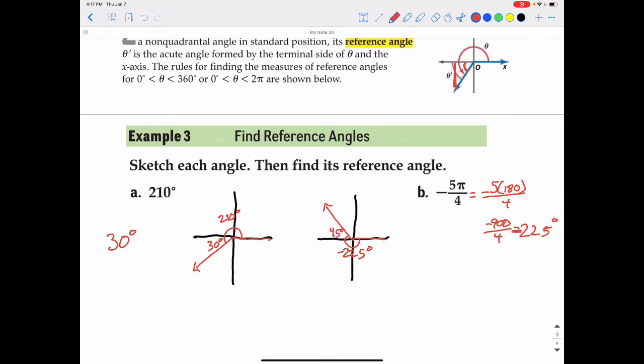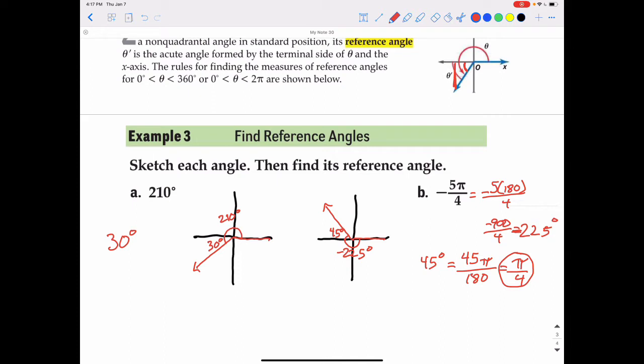Now, we would still say the reference angle is a positive measurement. So the reference angle is 45 degrees. But since they gave us the information in radians, let's change 45 degrees to radians. Remember, the way to change degrees to radians is 45, the number of degrees, times pi divided by 180. And 45 over 180 reduces to 1/4, or in other words, pi over 4. So in radians, that reference angle is pi over 4.